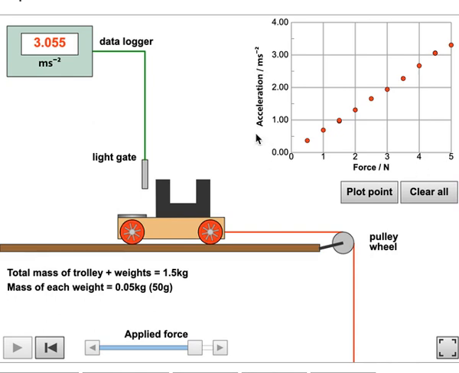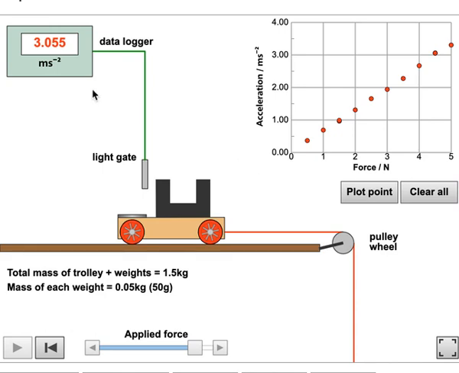Now your force goes on the x-axis, your acceleration goes on the y-axis, and then you would be able to draw a straight line of best fit through those, and then we'd be able to conclude that as the force increases, the acceleration increases. The line would go through 0, so we could then conclude that the acceleration is directly proportional to the force when the mass is constant, which is exactly what Newton's second law says.